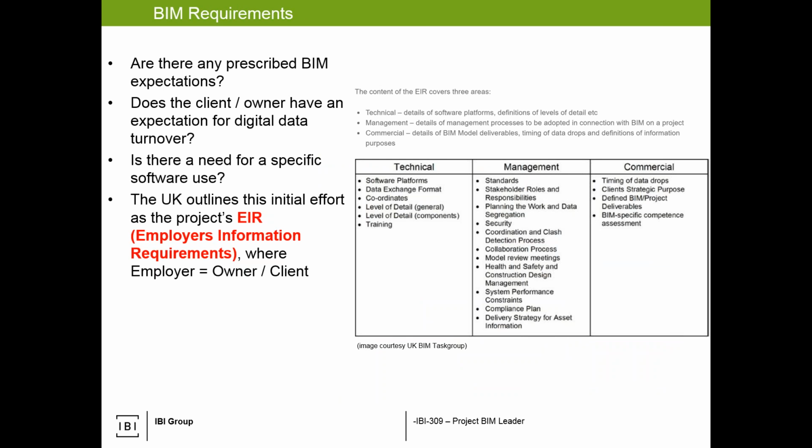So when we talk about BIM requirements, one of the first things we'll ask is, are there any external influences that are driving what we're doing? In the UK, they call this the EIR, the Employer's Information Requirements. In North America and other parts of the globe, it just isn't anything defined. So this is from the UK BIM Task Group, and it's excellent. If we can't ask these questions, we're setting up the potential for failure.